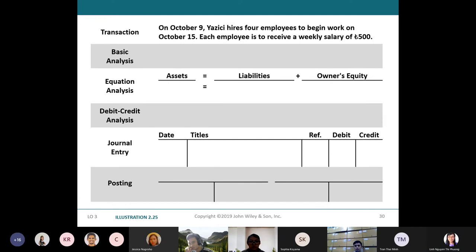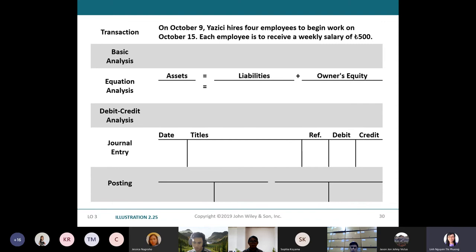Next, October 9, anyone volunteer to do? Jason, please. On October 9, YASCG hires 4 employees to begin work on October 15. Each employee is to receive a weekly salary of 500. Okay, so what do you think, Jason? On October 9, the company hires 4 employees, and these 4 employees will begin to work on October 15, okay? When they work for us, they will be paid $500 per week. Did you understand that? Every employee will be paid $500 per week.